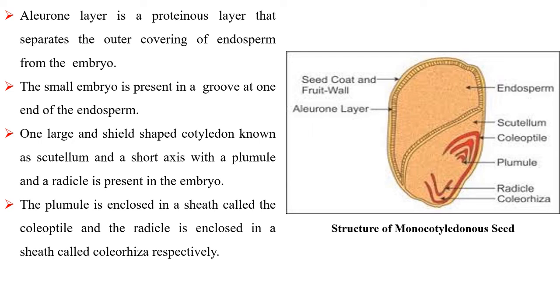One large and shield-shaped cotyledon known as scutellum and a short axis with a plumule and a radicle is present in the embryo. The plumule is enclosed in a sheath called the coleoptile and the radicle is enclosed in a sheath called coleorhiza respectively.